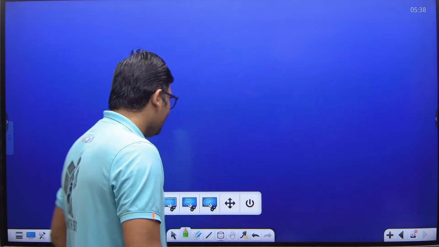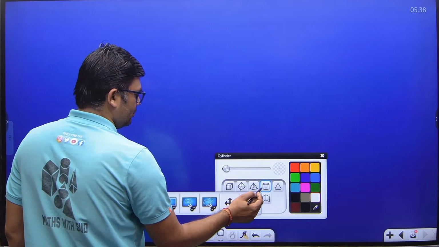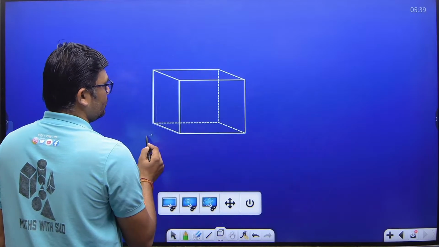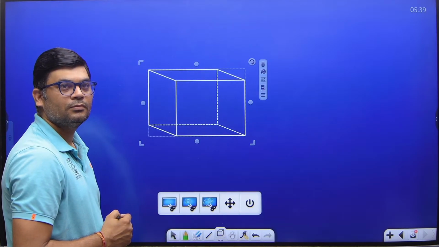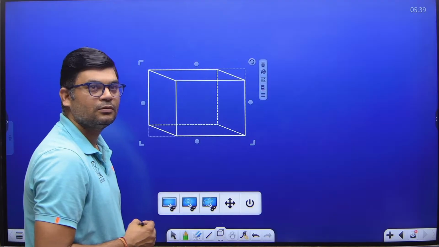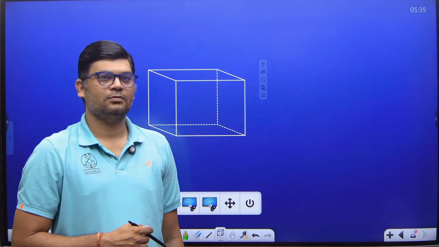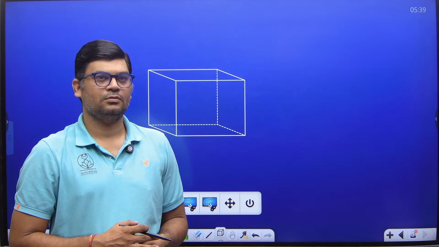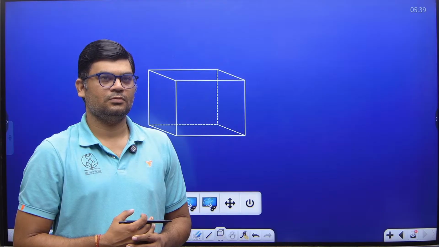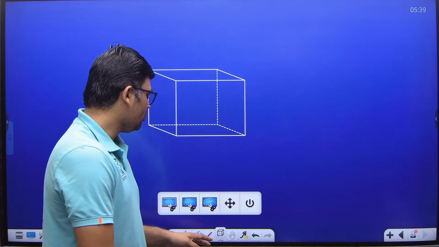Now you might be having cube as well. But cube, I already kind of knew it. Can we go over cone? Cone, yes. Cone also we can go.